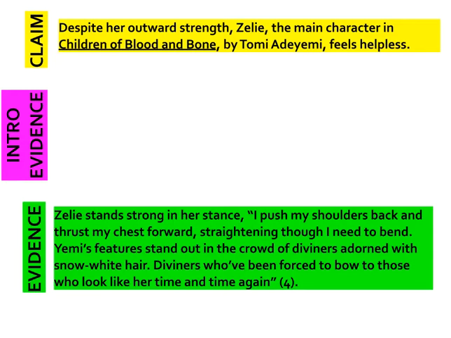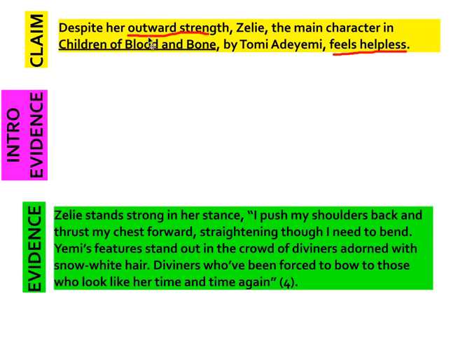So your claim is your argument. It's the statement that you have to prove to the reader by the end of the paragraph. So here's my claim. Despite her outward strength, Zaylee, the main character in Children of Blood and Bone by Tomi Adeyemi, feels helpless. So there are two things that I have to prove to you as the reader by the end of the paragraph. I need to prove to you that Zaylee shows outward strength and that despite this, she feels helpless or weak.